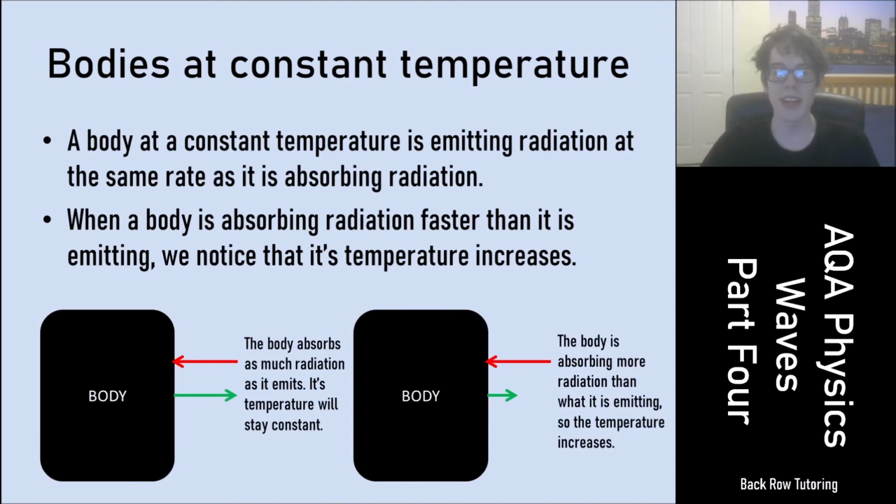So, the body absorbs as much radiation as it emits. Its temperature will stay constant. On the other hand, we could have a body which is absorbing more radiation than it is emitting, so the temperature will increase.